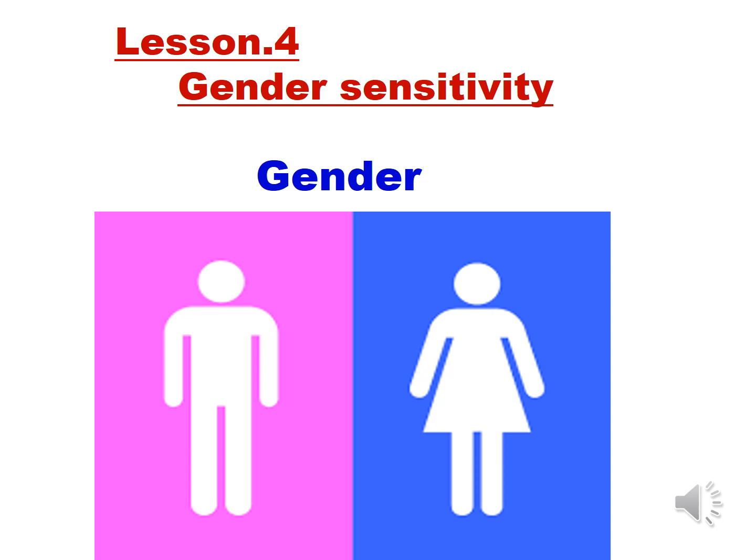So gender describes someone's gender expression. Gender is the state of being a man or woman. Okay children, gender is nothing but identifying whether you are a boy or girl, that is gender. Can you understand clearly? Then we have to know gender sensitivity.